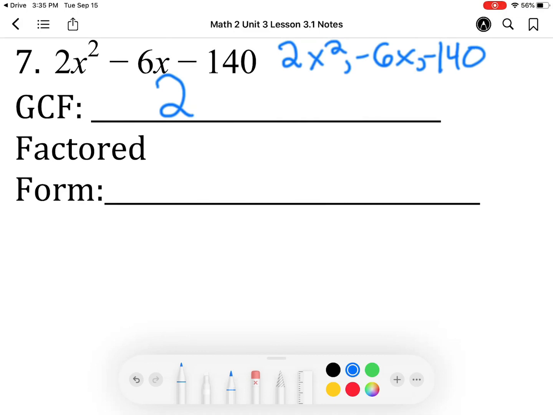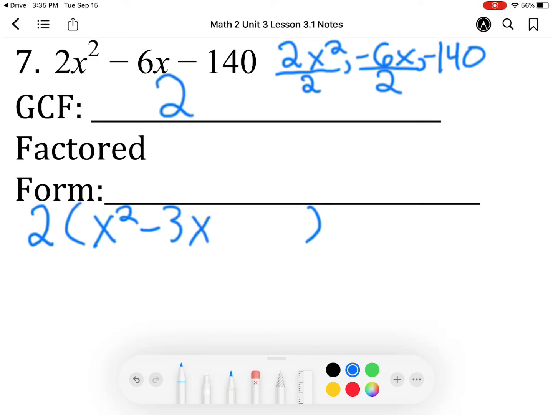Once we find a GCF, that 2 is going to be on the outside, and we're going to factor out that GCF. So we're going to take 2x squared divided by 2. We get just x squared. Negative 6x divided by our GCF, we get negative 3x. And negative 140 divided by 2 gives us negative 70.